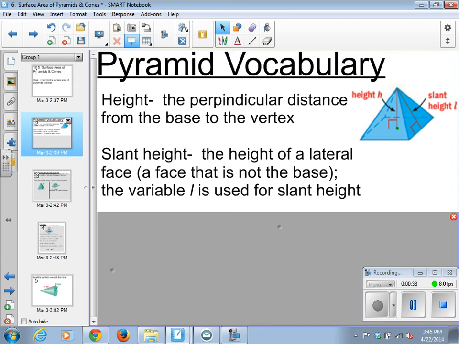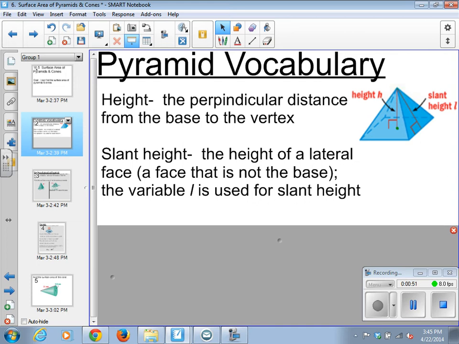It kind of rhymes, doesn't it? The variable L is used for slant height. Why L? I have no idea. Maybe for the L in slant. Important, though, to keep these two separate: height versus slant height.